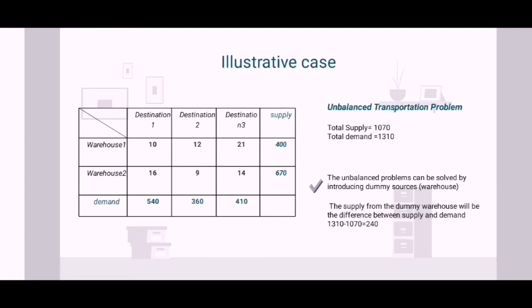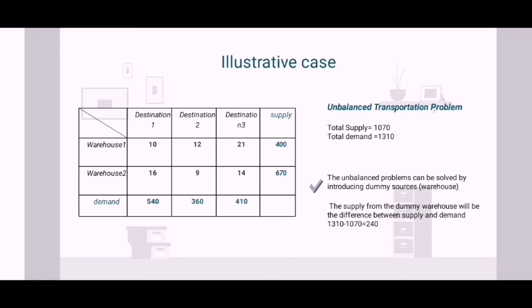Next, we're going to have an illustrative case for testing the model. In this case, I have two warehouses and three destinations. When dealing with a transportation problem, we first have to determine whether the problem is a balanced or an unbalanced transportation problem, which can be determined by evaluating the total demand and supply. If the total demand and supply are the same, then the problem is balanced. But in this case, the problem is unbalanced.